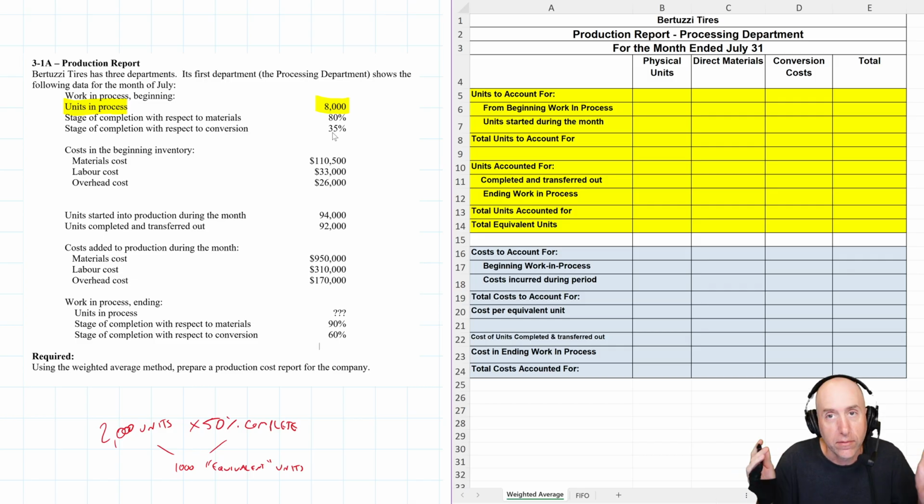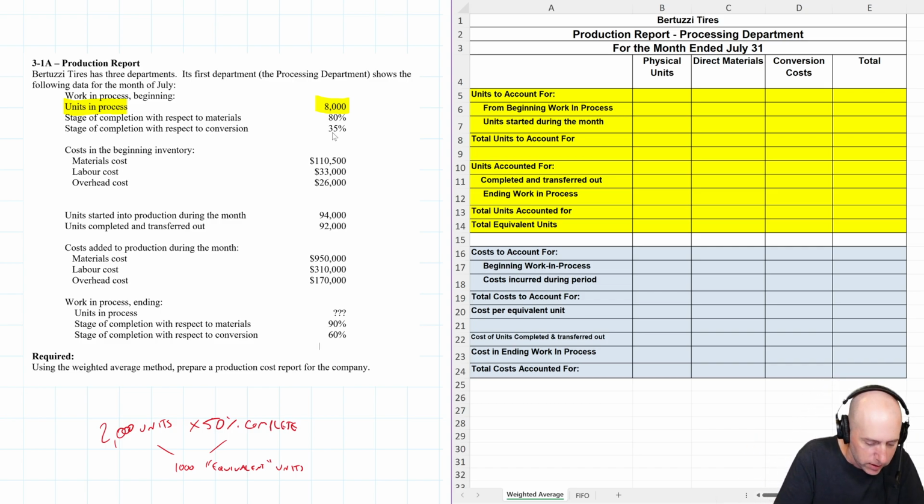So that's something whirling around in the back of my mind. Those percentages matter when we have to calculate equivalent units, and we will do that. The other quirky thing is, there's equivalent units for materials. There's also equivalent units, it says here, for conversion.